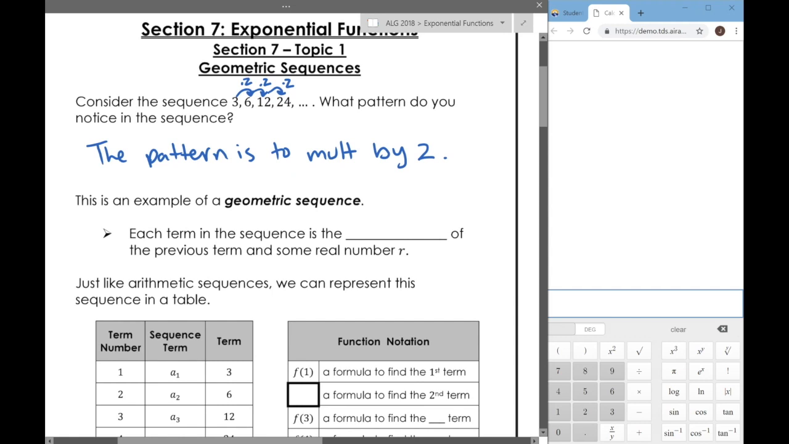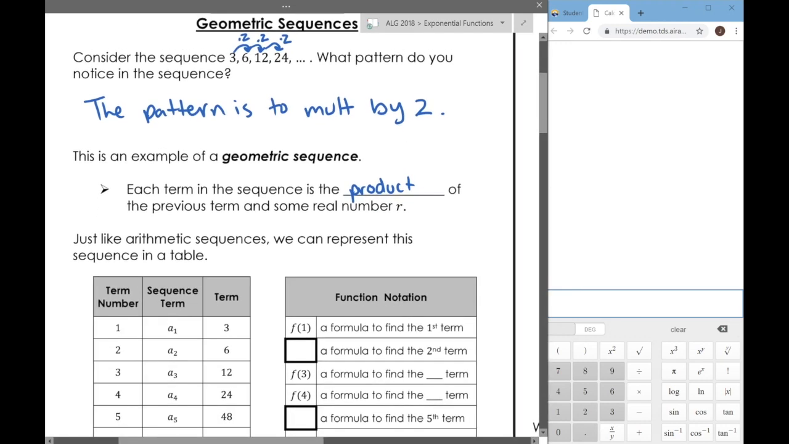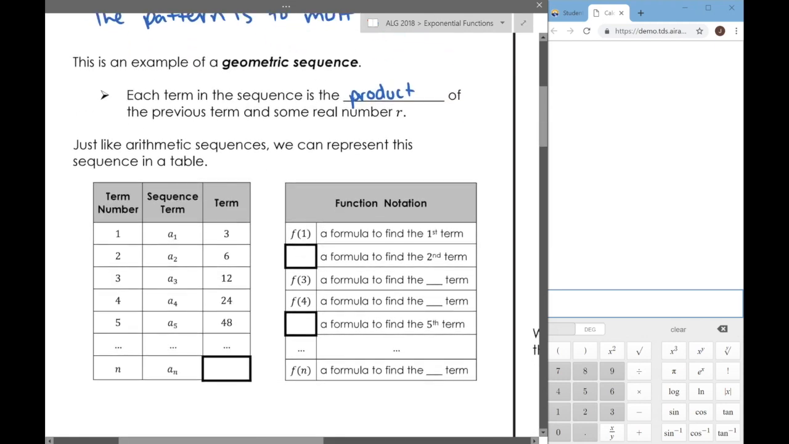Now, what a geometric sequence is, is that each term in the sequence is the product. So if we remember what product is, product means multiply. So each one of these today that we are working on, you are going to multiply in order to find the pattern. Okay? And it's of the previous term and some real number r. Okay? So let's look at the next part.